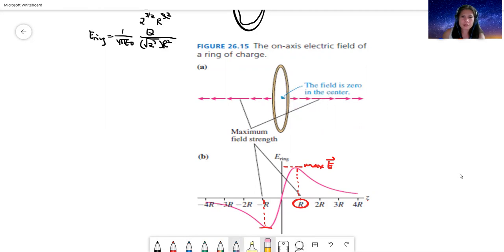the electric field is zero at the center. And then at a certain distance Z from the center, this is still on axis, okay? This is only on axis. When the point is no longer along the axis, let's say somewhere here, this is no longer true. So the shorter the arrow, the weaker the field strength. This is the maximum, and also this one, because this is the point where the Z distance equals R. When Z is greater than R, the field also gets weaker and weaker.